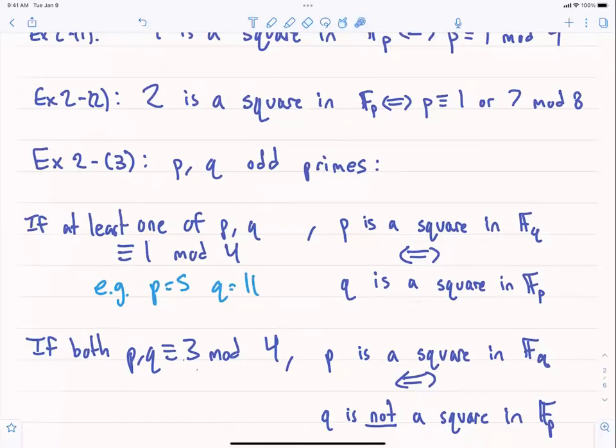A priori, there's no reason whether p is a square modulo q should be related to whether q is a square modulo p. These are two completely different statements, but it turns out they are related, and they're equivalent.